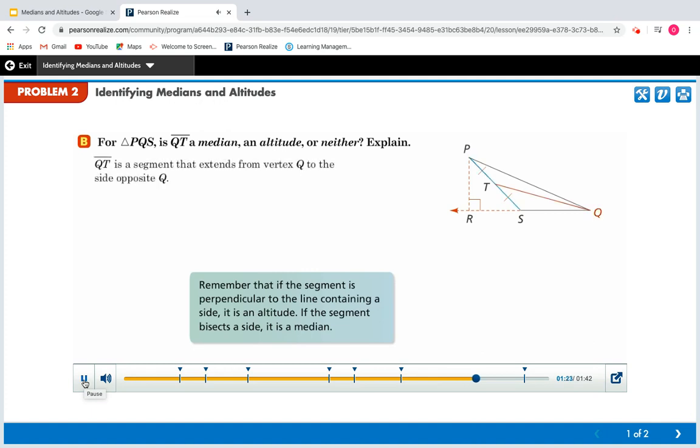Segment QT is a segment that extends from vertex Q to the side opposite Q. Since segment PT is congruent to segment TS, T is the midpoint of segment PS. So segment QT is a median of triangle PQS.